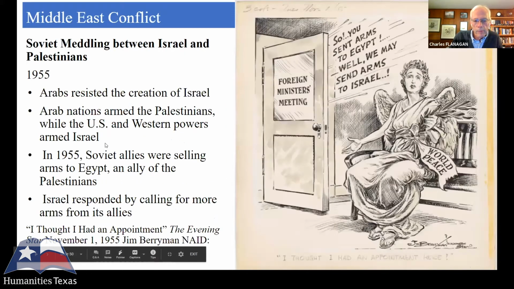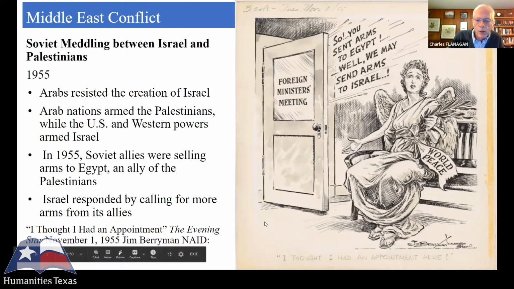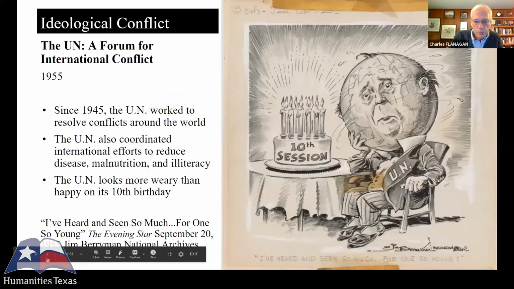The Mideast became a tension of proxy war. It was in 1955. The basic story is, if the Russians are selling arms to the Palestinians and the Americans are selling arms to the Israelis, is that going to intensify the likelihood of a shooting war? And as you know, there was a big war in 1956 in the Middle East. And so here you see World Peace saying, I thought I had an appointment at that foreign ministers meeting.